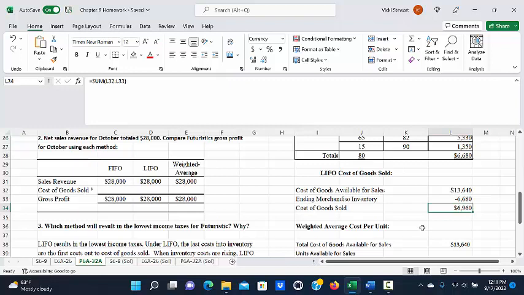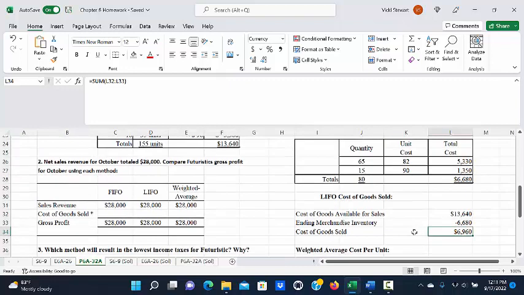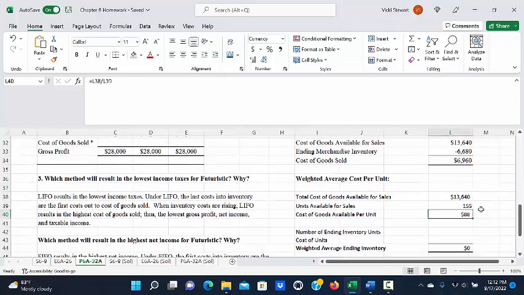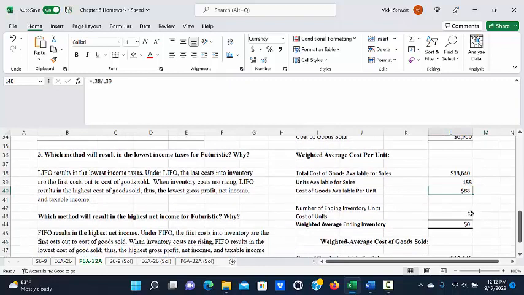Now we're going to do the same thing for weighted average. The first thing you have to do using the weighted average method is to determine the weighted average cost per unit. So you take your total cost of goods available for sale and divide it by the number of units that were available for sale. So $13,640 divided by 155 units gives us $88 cost per unit.